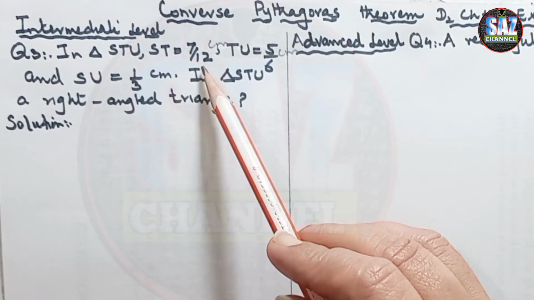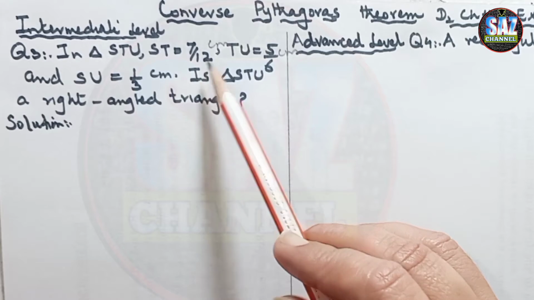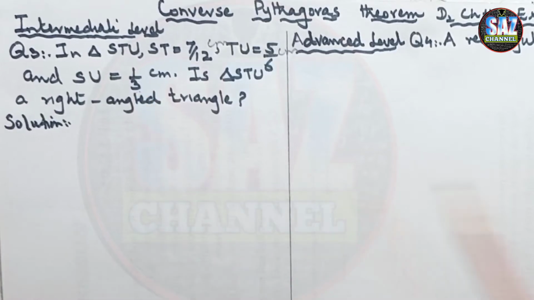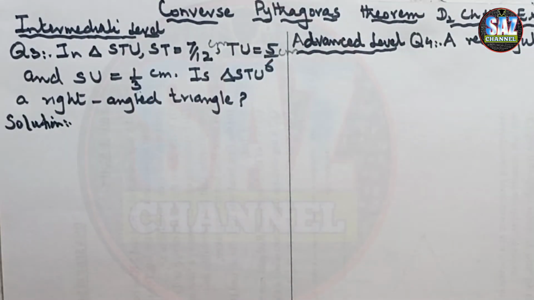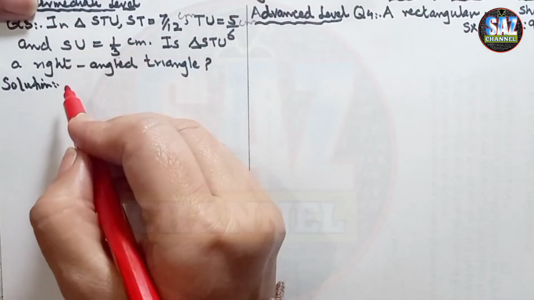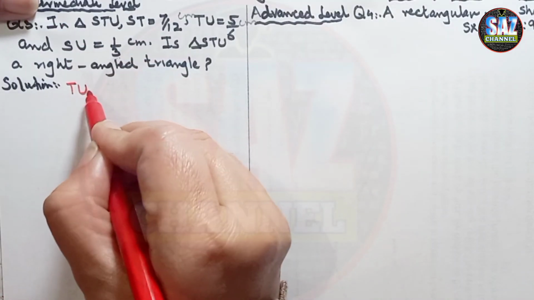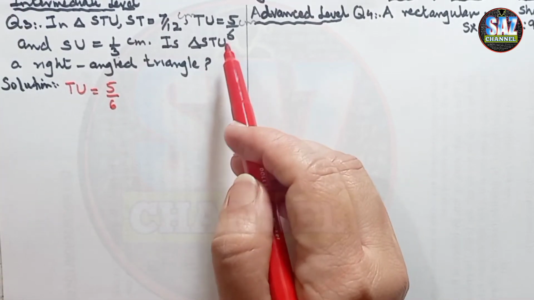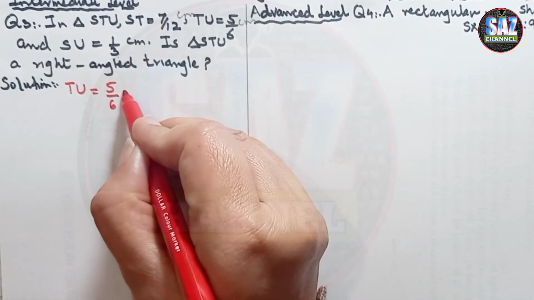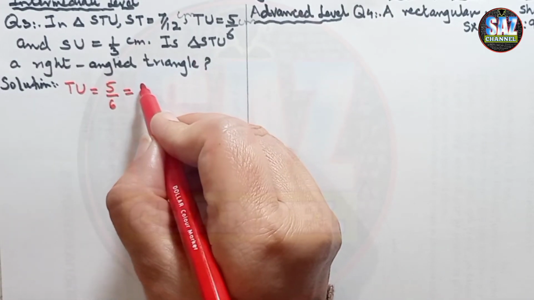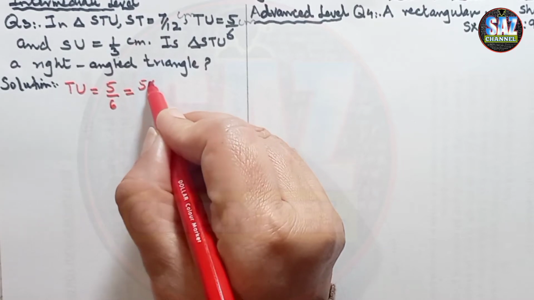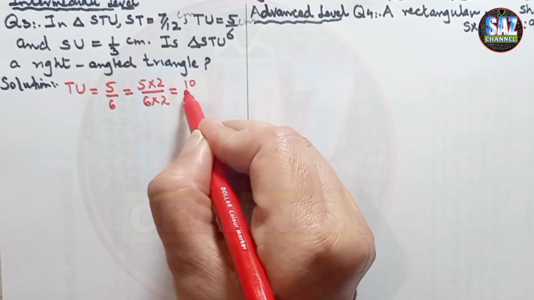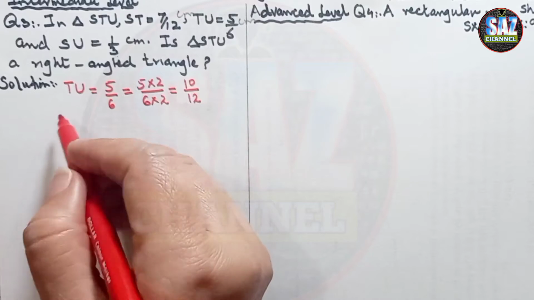Here the lengths are in fractions and they do not have the same denominator, so it's better first to make the denominator the same. My TU length is 5 by 6, and in order to make my denominator 12, I have to multiply and divide this fraction 5 by 6 by 2, so it will become 5 multiplied by 2, and the denominator 6 multiplied by 2, and 10 by 12 is TU.